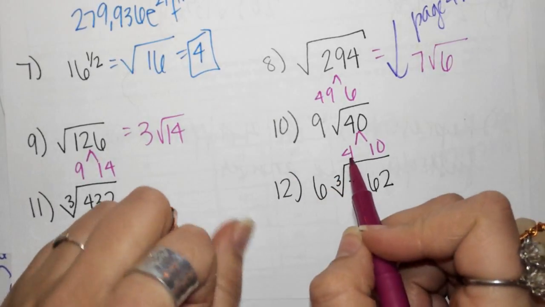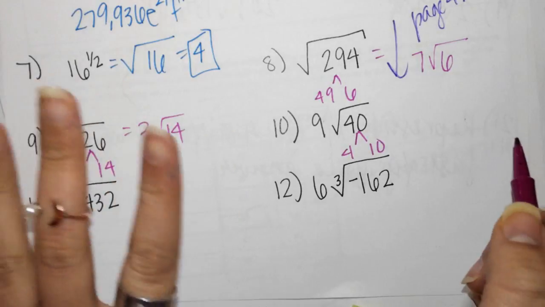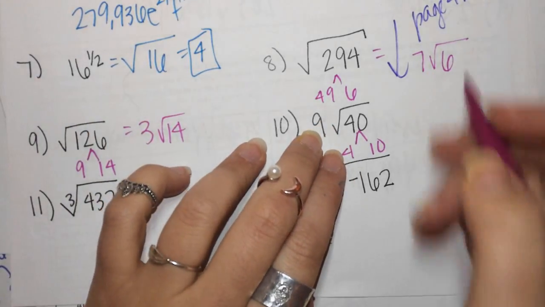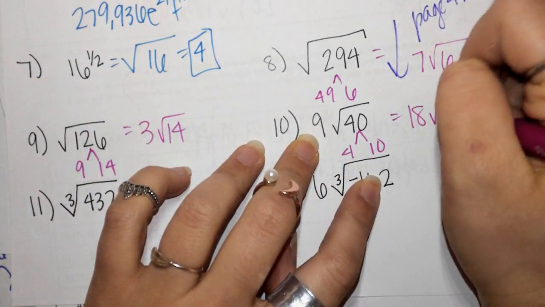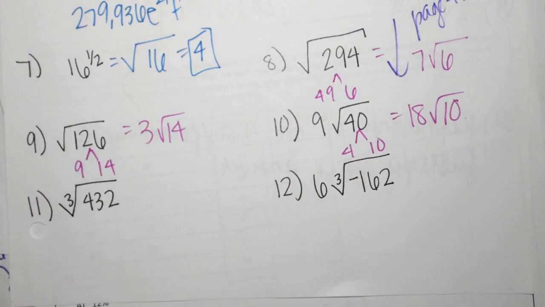Alright, so this is split to 4 and 10. What is the square root of 4? Alright, what are you going to do with the 2 and the 9? 18 root 10.